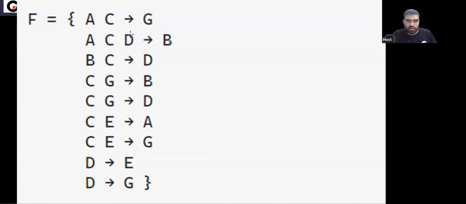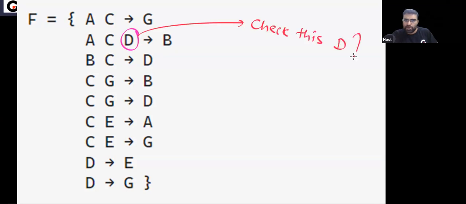Okay, in the same question, let me check this D. Is this extra? Check this D. Please tell me. We are doing the practice of finding extraneous attributes. Check this D. So for this D, what will you do?